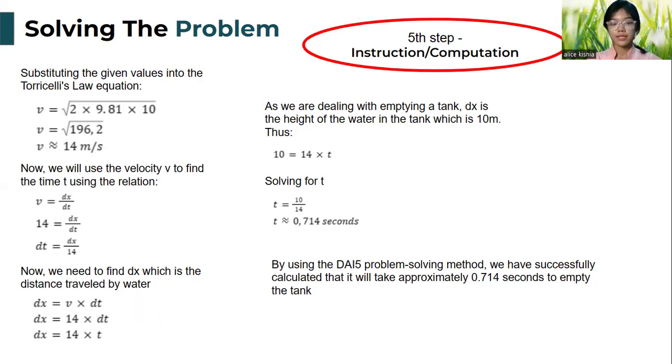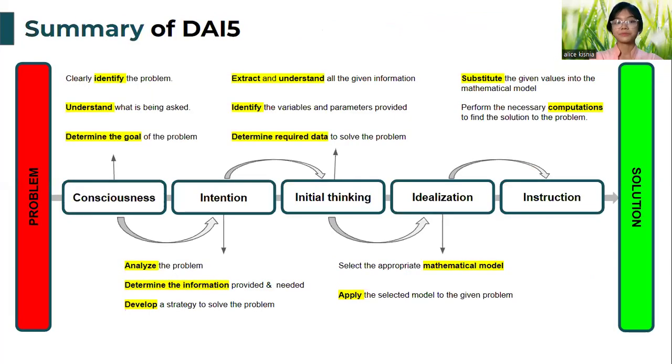We can see it as the solution from the problem given in the first slide. So by using the DAI5 problem solving method, we have successfully calculated that it will take approximately 0.715 seconds to empty the tank. So we want to move to the summary.